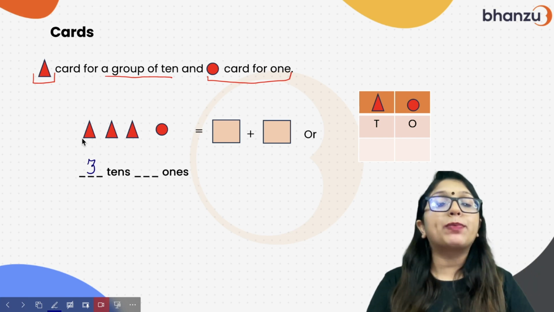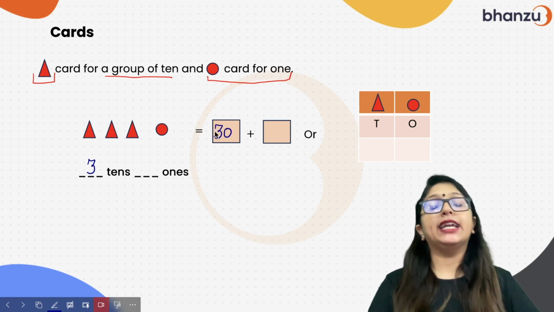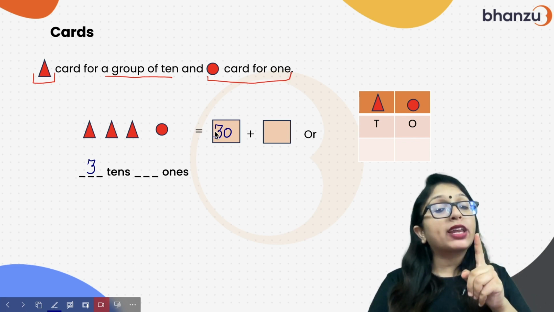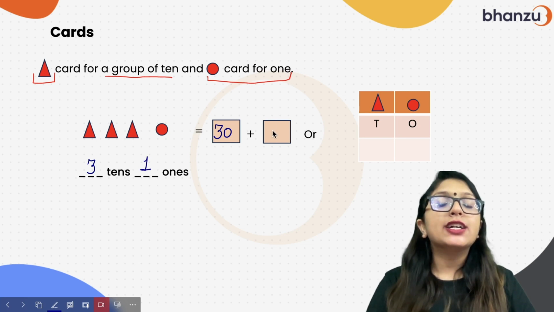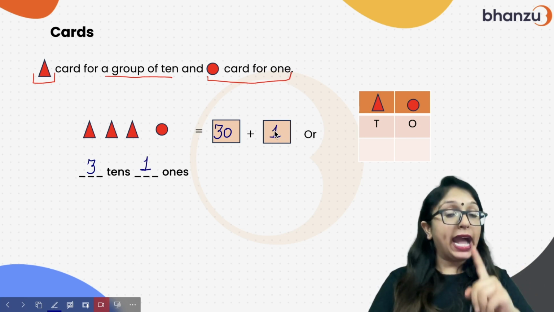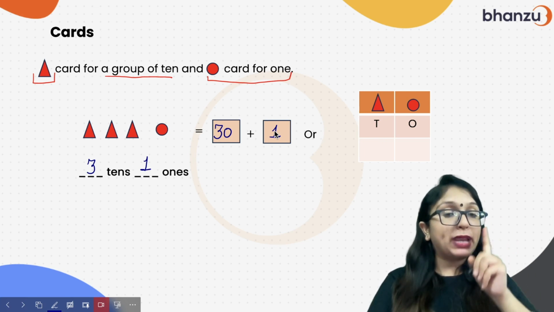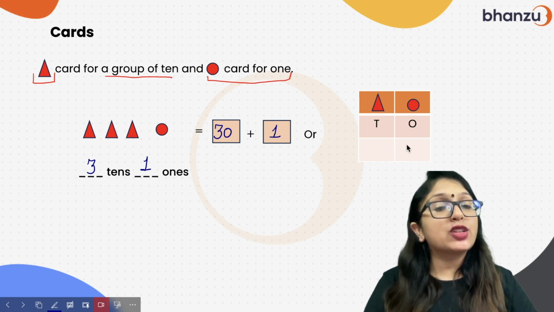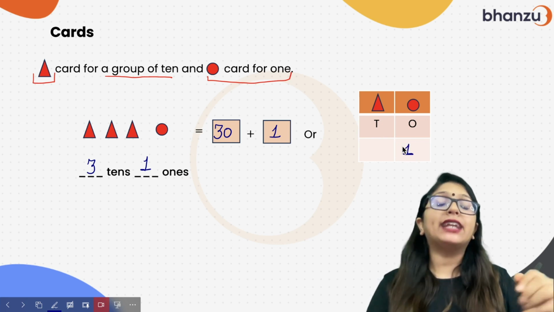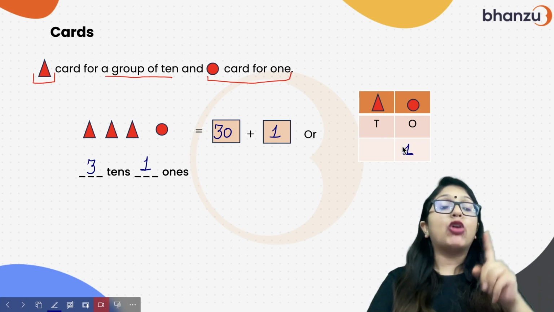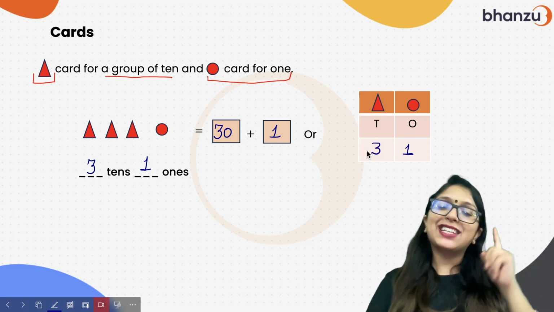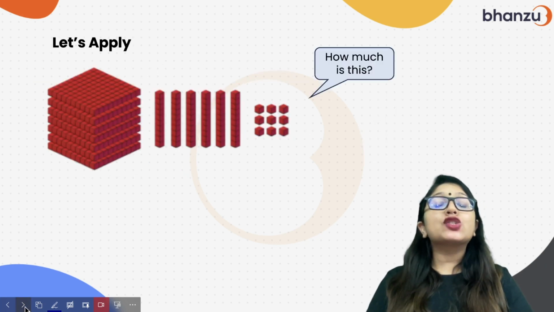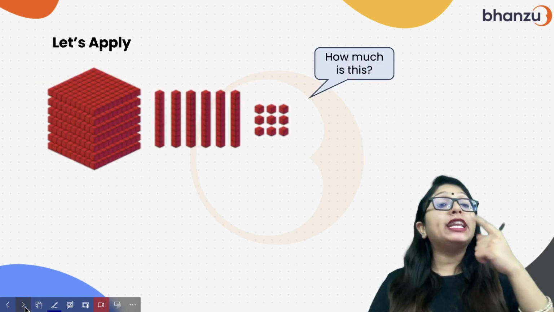And we know that this represents 10. So 10 plus 10, 20, 20 plus 10, 30. So this is 30. And how many ones are there? Only one circular card that represents only 1 ones. So I will be writing 1 ones over here. So 30 plus 1 is 31. And if we have to write in terms of place values, then we will say there is only 1 under the ones column, right? There is only 1 circular card. And if we count the triangular cards, there are 3 cards. That means there are 3 tens. This is again easy.